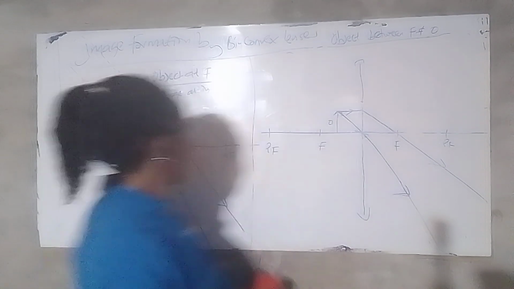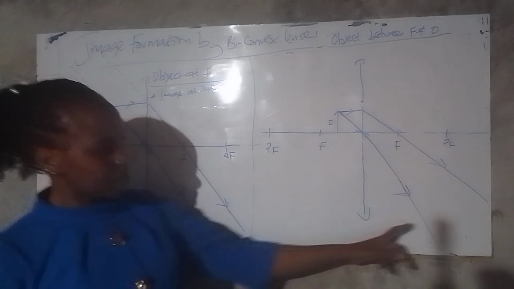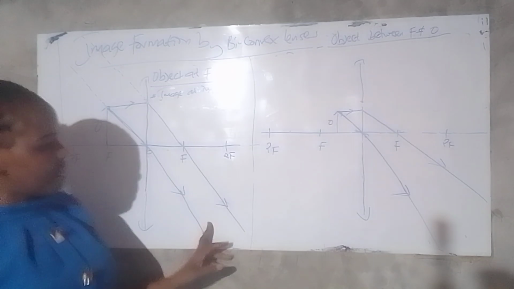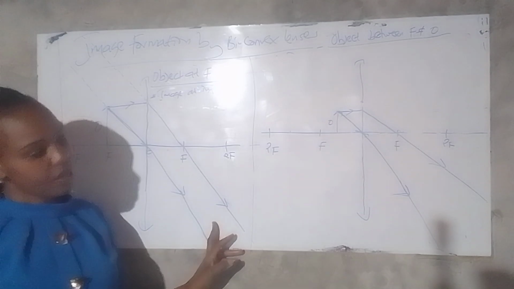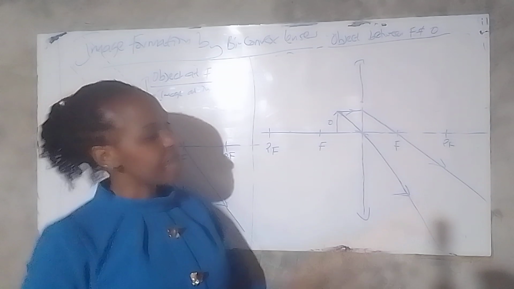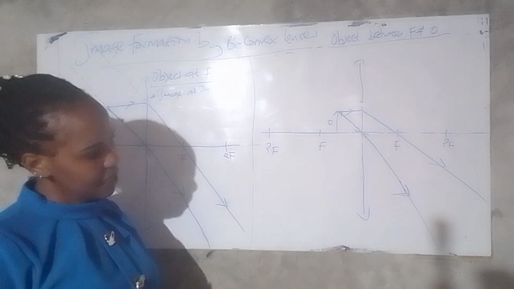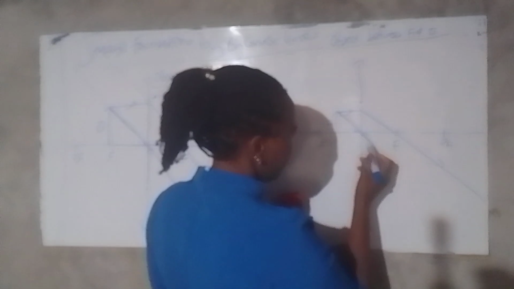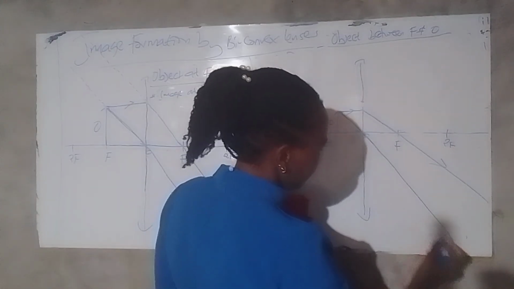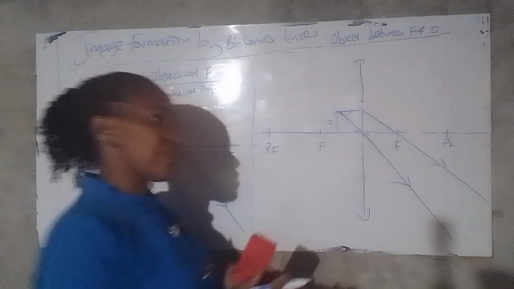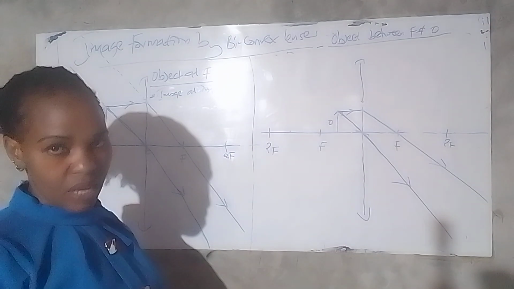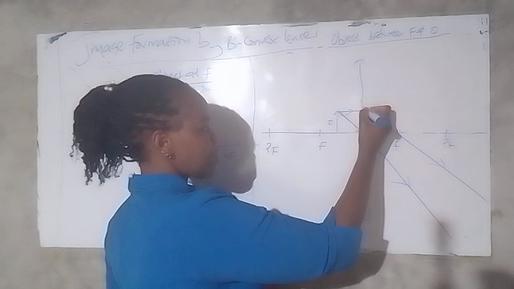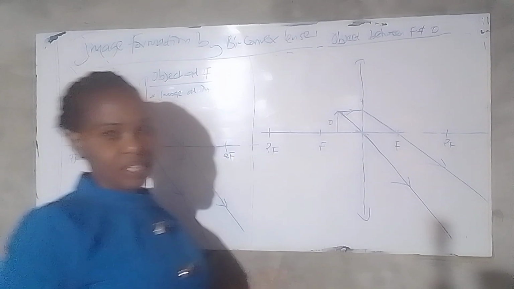Okay, now if you compare these rays and those rays, then you see there's a difference. These are parallel rays, but these are diverging rays. They may not appear very well, but they are diverging rays. They are moving further and further away from each other. So they are true rays. Remember, they are true rays.